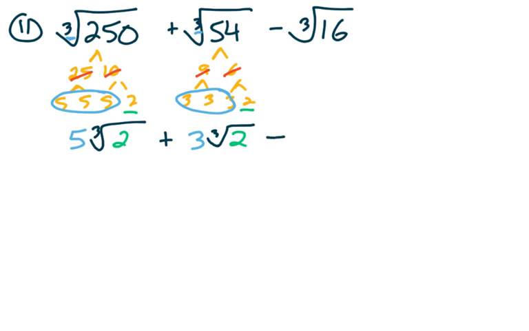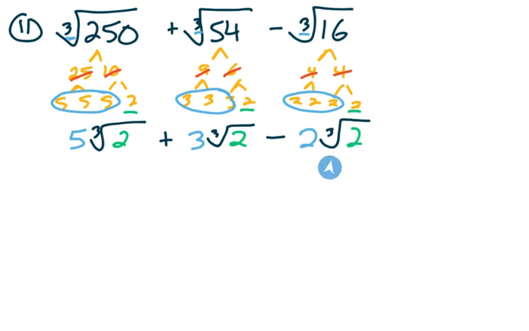Minus, and then we do the same thing to the last one. So 16 is 4 and 4. 4 is 2 and 2, and 4 is 2 and 2. And then this is the cube root, so we circle 3 of a kind. So I can bring out a 2. And I leave inside a 2.